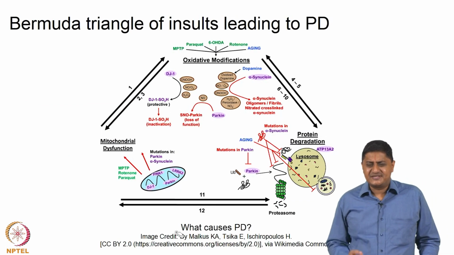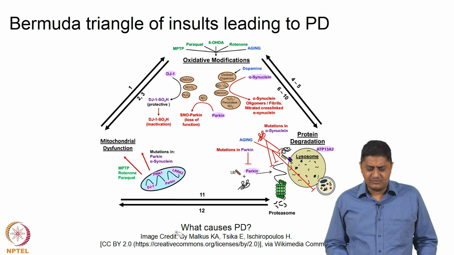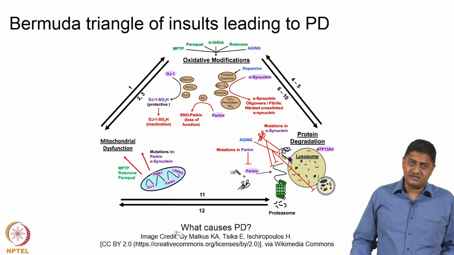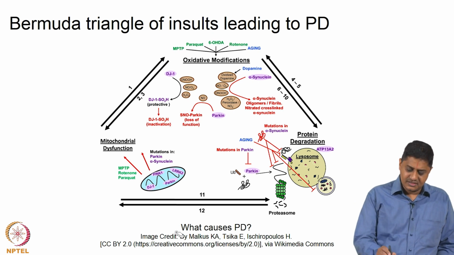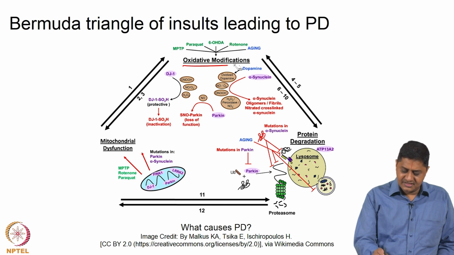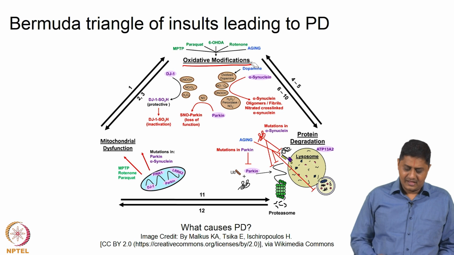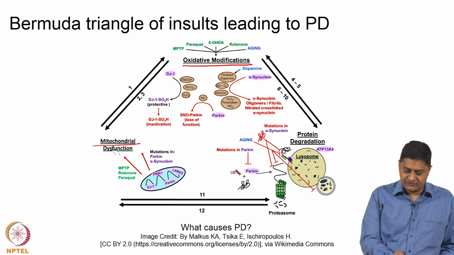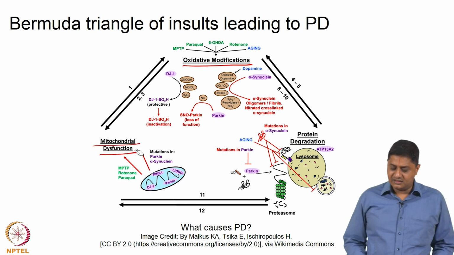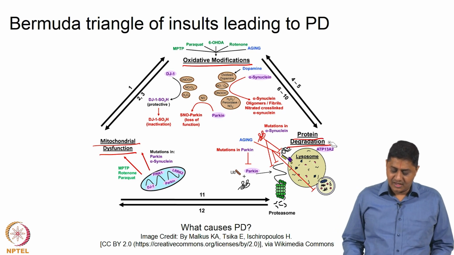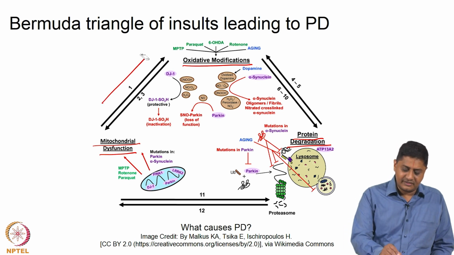Essentially what happens in Parkinson's disease? What are the various things that happen in Parkinson's disease? Well, at least there are 3 specific reasons. One is oxidative dysfunction or oxidative modification. Second is mitochondrial dysfunction, and third is protein degradation. So, note all these 3 are interconnected with each other.